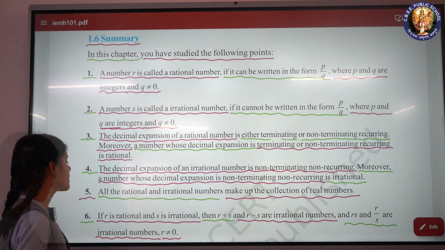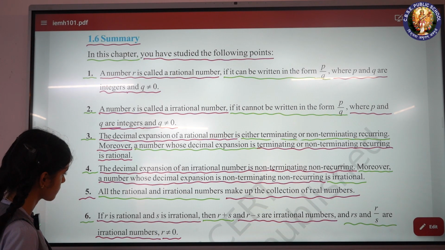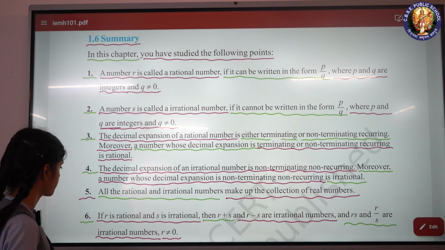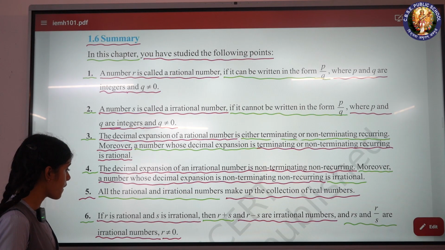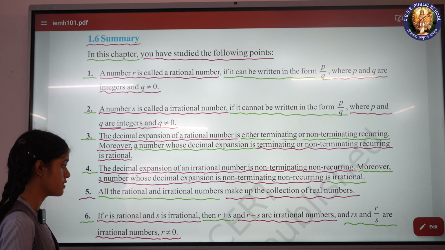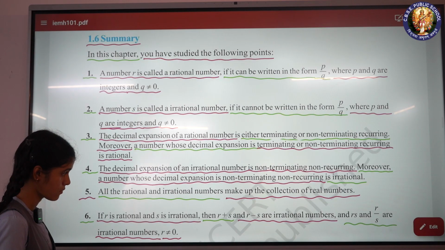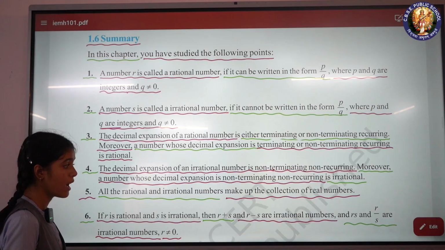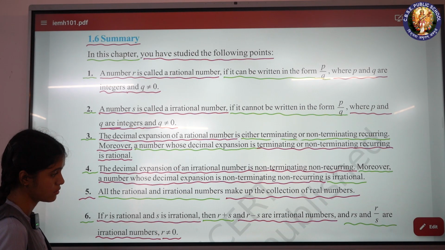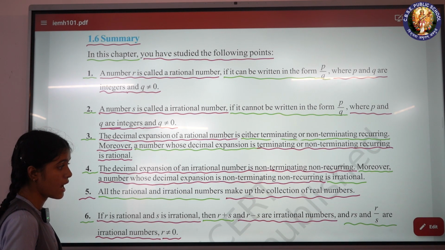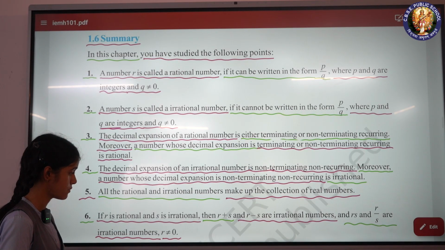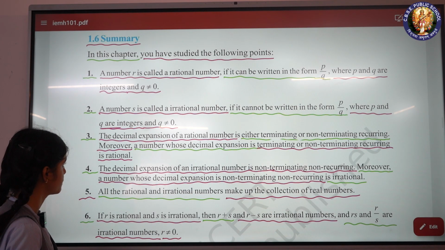Fifth, all the rational and irrational numbers make up the collection of real numbers. Sixth, if r is rational and s is irrational, then r plus s and r minus s are irrational numbers. And r into s and r by s are irrational numbers, r is not equal to 0.